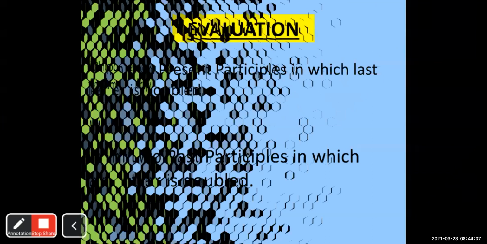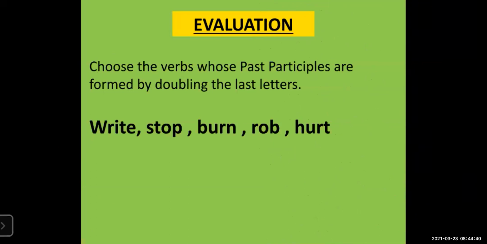The next activity we'll see is: choose the verb whose past participles are formed by doubling the last letter. See, in the exam, such types of questions may also be asked. Verbs will be given to you: write, stop, burn, rob, hurt. Five verbs are given here. From these five, you have to select any two verbs in which you can double the last letter and which are correct. Which are the right ones from this?